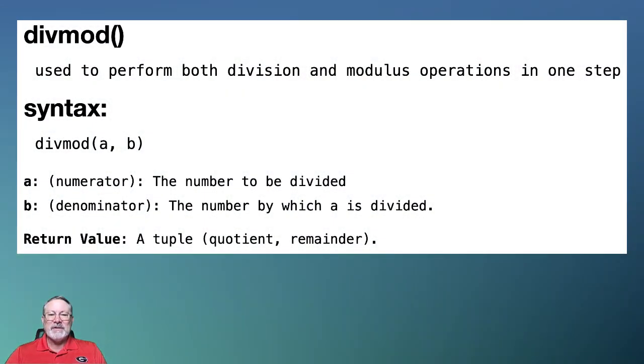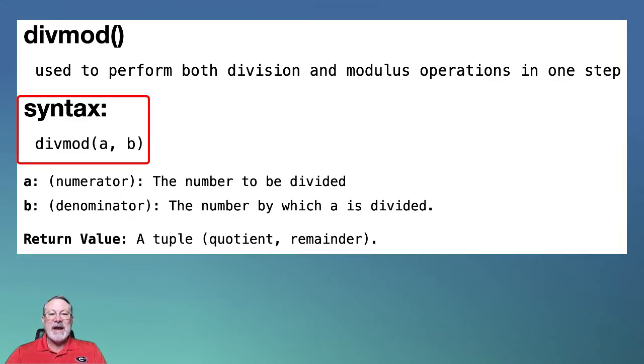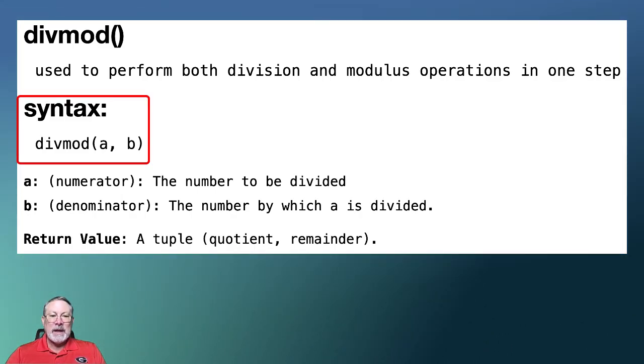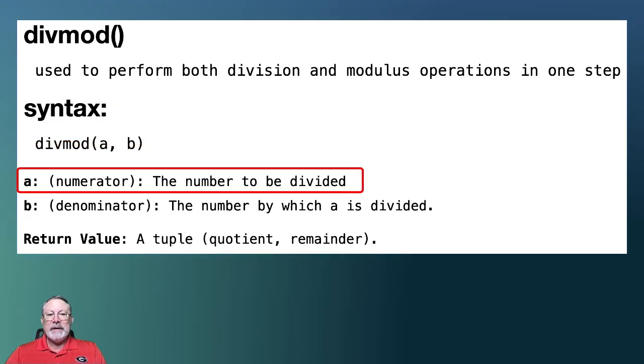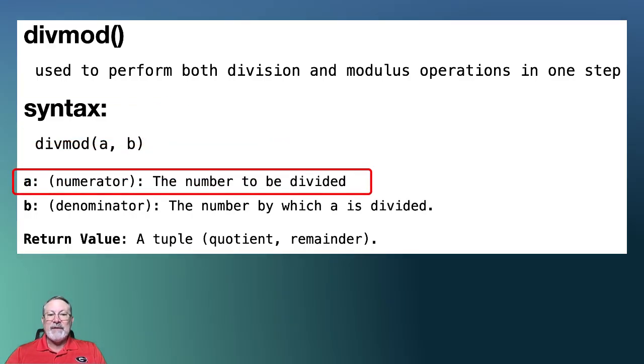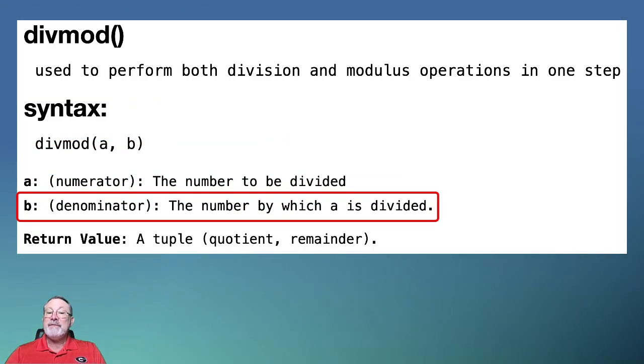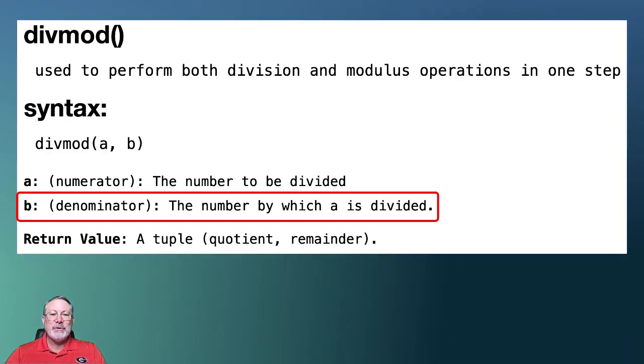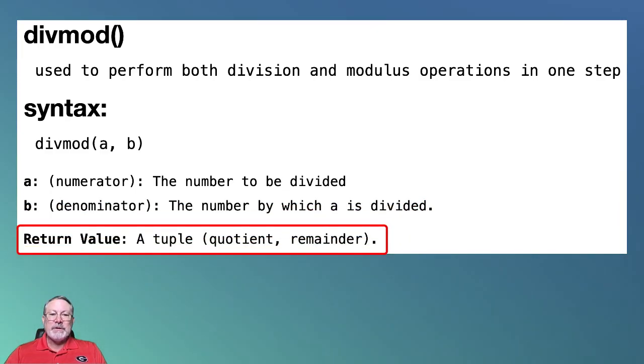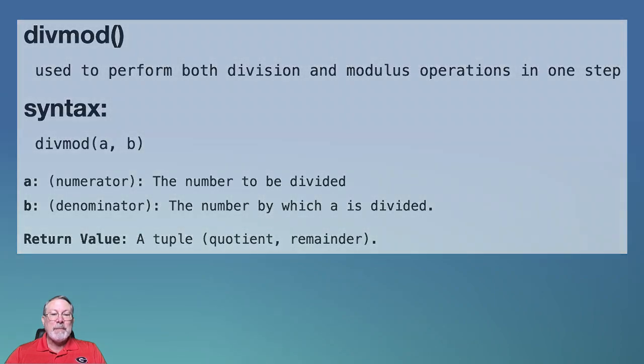First, what is the divmod function? It's a built-in Python function that returns a tuple containing the quotient and the remainder when dividing two numbers. Here's the syntax: divmod(a, b). a is the dividend, the number to be divided. b is the divisor, the number by which you divide. The result is a tuple: quotient and remainder.